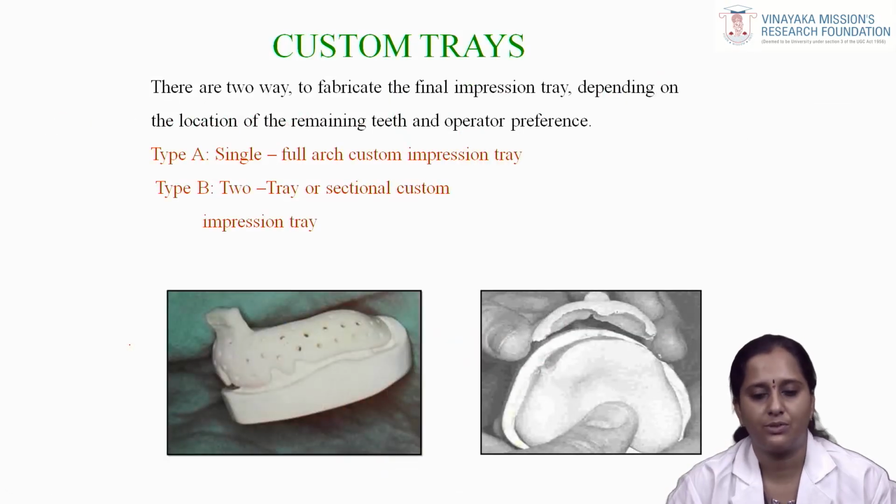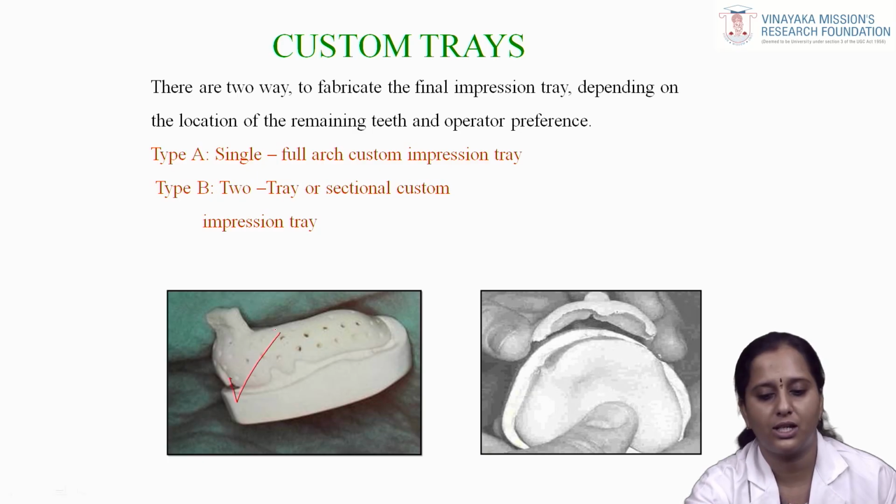And moving on to the custom trays. There are 2 ways of fabricating a custom tray, type A and type B. Type A is a single full arch custom impression tray. Type B is a 2 tray or a sectional custom tray. As we have already mentioned, for the single full arch custom impression tray, wherever the teeth are, we cover all the area of the teeth with a 2 mm wax sheet, and then we make a special tray over it. That is a single full arch impression tray.